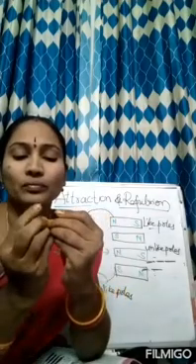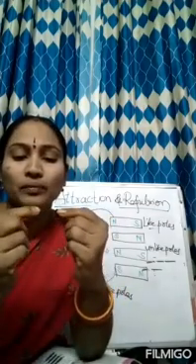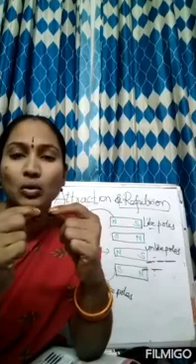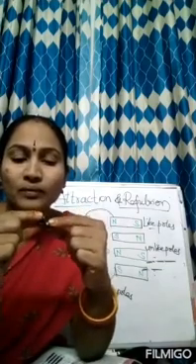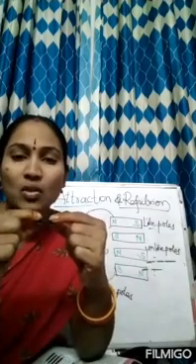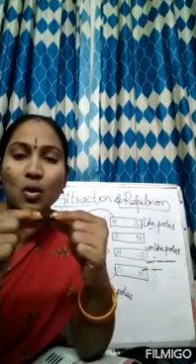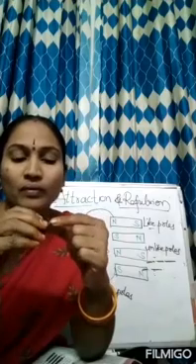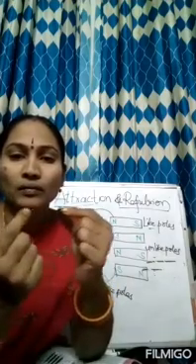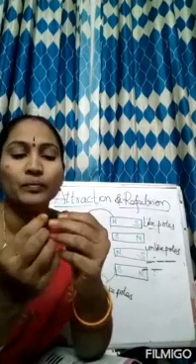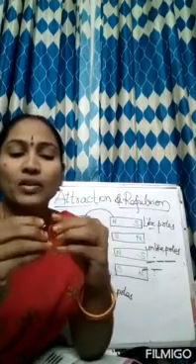Now, when both are like poles, this is the South Pole and this is the South Pole, when the two like poles are coming together, it does not get attracted. This is called repulsion. This is called attraction and this is called repulsion.